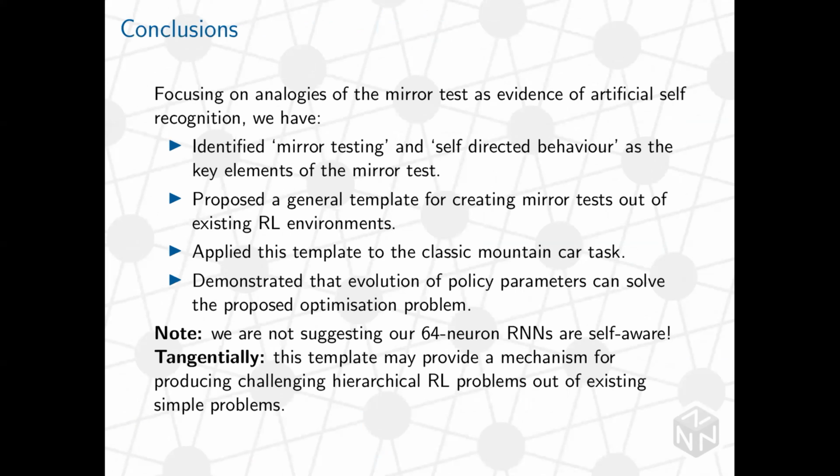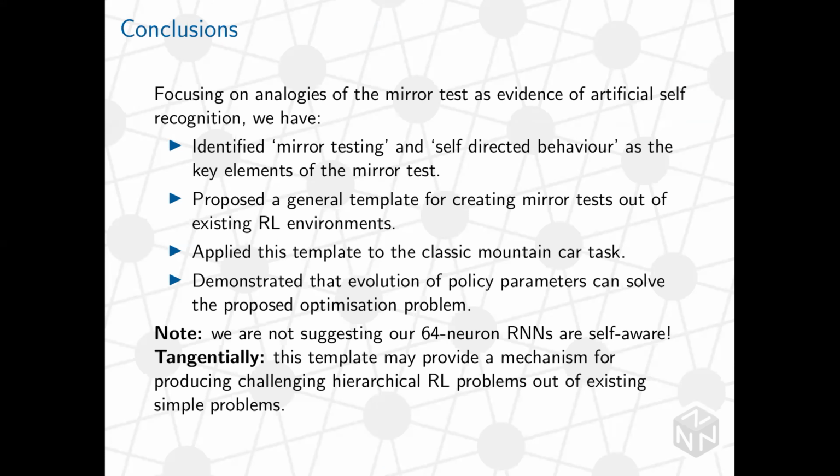So to wrap that up, we've focused on analogies of the mirror test as evidence for artificial self-recognition. We've identified mirror testing and self-directed behavior as the key elements that we want to see. We've given a general template for how you can create mirror tests out of existing RL environments. We've applied this template to the classic mountain car task, and then we've demonstrated that you can learn self-recognizing agents using existing evolutionary algorithm techniques.